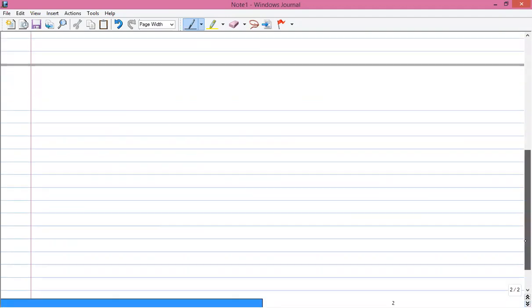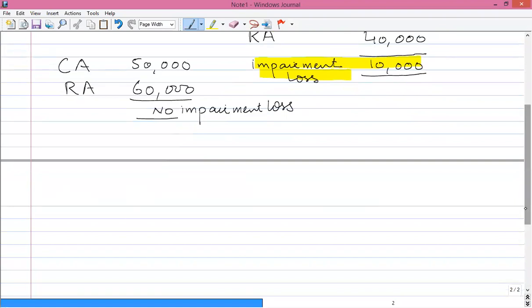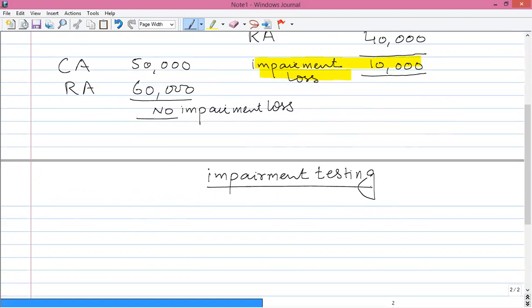Now, another thing is how we can identify that some asset has been impaired. For that, we perform impairment testing. Impairment testing means we compare carrying amount with recoverable amount. So let's identify what a recoverable amount is first.